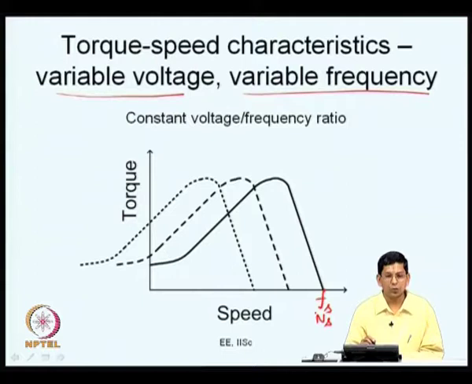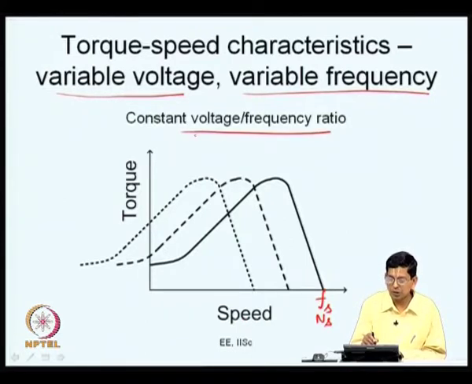So, if you want to vary the speed, one way to do that is to reduce the frequency of the revolving magnetic field. How do you do that? You reduce the frequency of the applied voltage. Now, if you reduce the frequency of the applied voltage, it is possible that the strength of the magnetic field becomes lower. So, what you do is you maintain the voltage to frequency ratio constant. If you maintain the voltage to frequency ratio constant, then the peak torque is practically unaffected, as you can see.